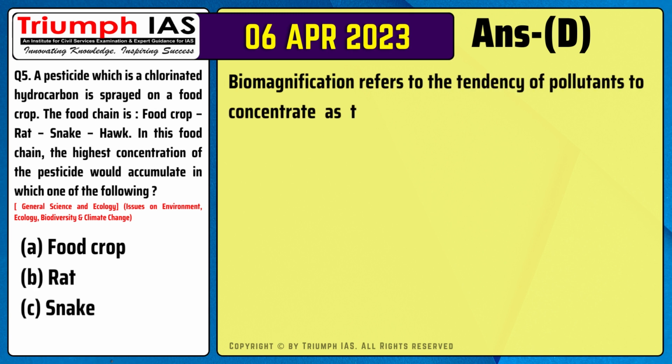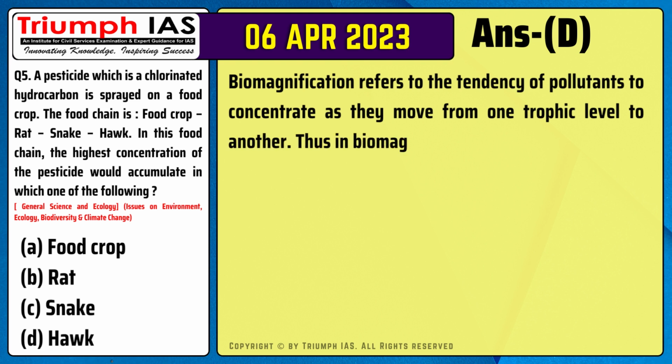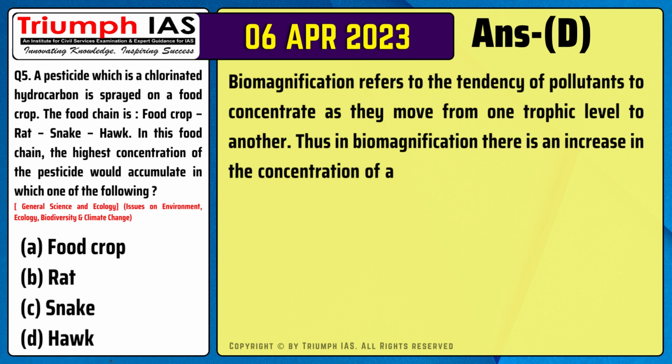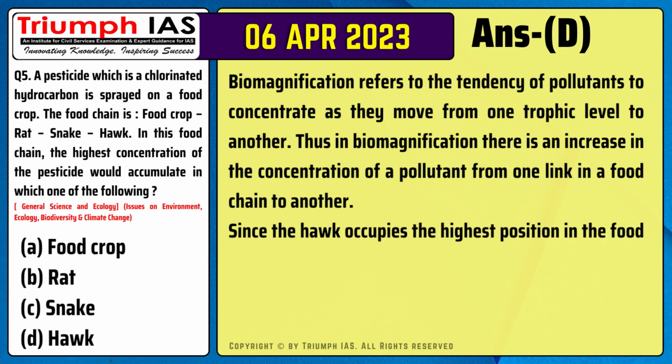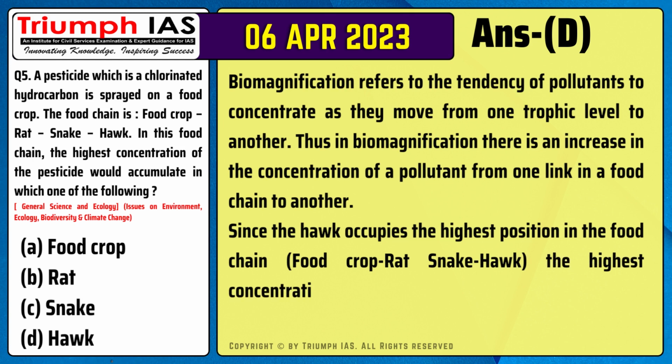Biomagnification refers to the tendency of pollutants to concentrate as they move from one trophic level to another. Thus, in biomagnification, there is an increase in the concentration of a pollutant from one link in a food chain to another. Since the hawk occupies the highest position in the food chain, food crop, rat, snake, hawk, the highest concentration of the pesticide accumulates within the hawk.